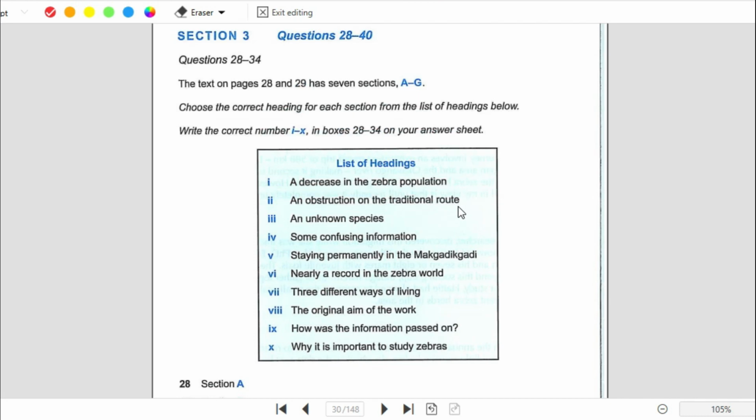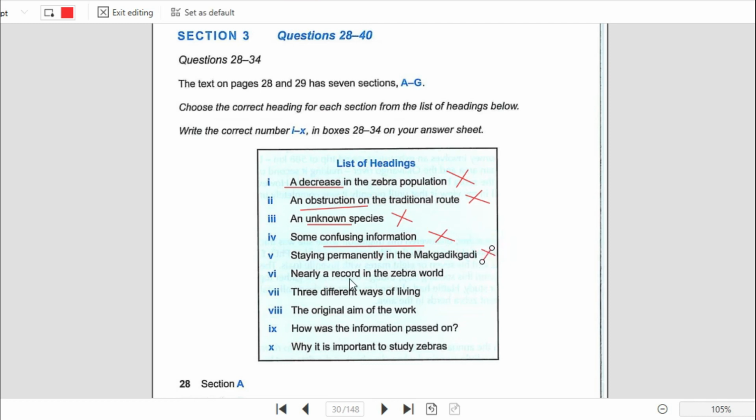Trust me, only one will match here. If we know how to read in an effective manner, then only one heading matches. So now let's have a look at everything. A decrease in zebra population? No, they are not talking about any decrease in population, so that is not matching. An obstruction? No, they are not talking about any obstruction. Unknown species? No, so the second one is also not the answer, the third one is also not the answer. Confusing information? No, they are not talking about any confusing information. Staying permanently in this place? No, that is not it.